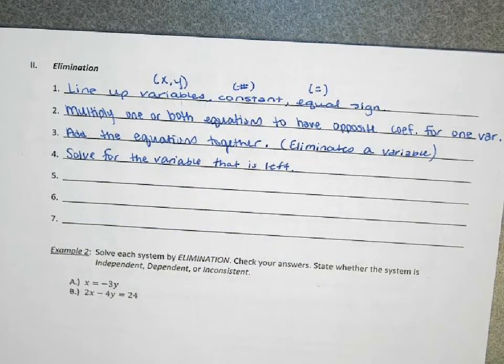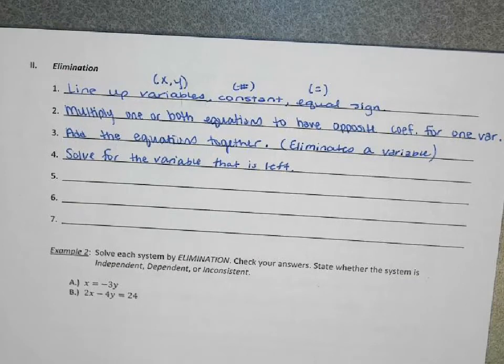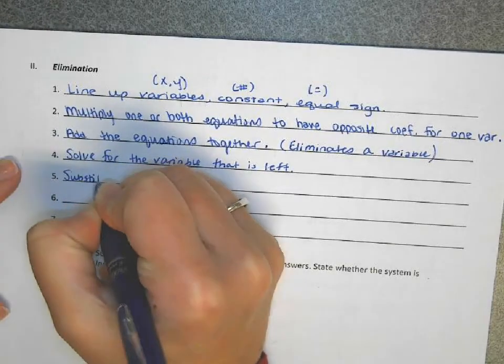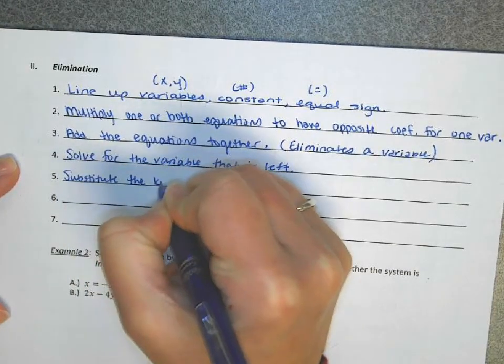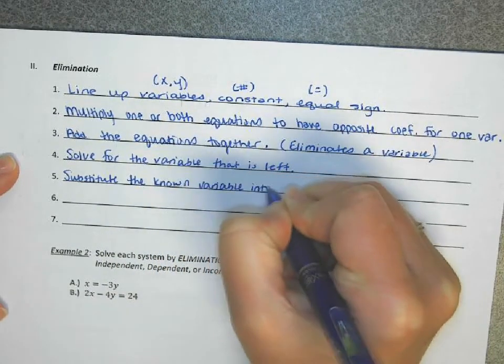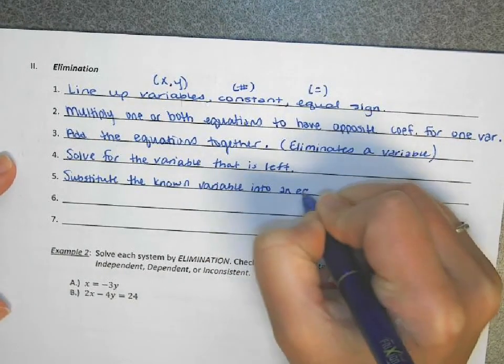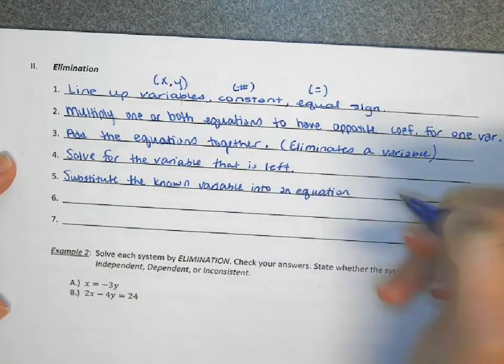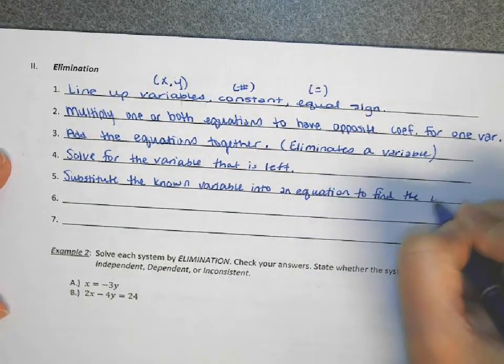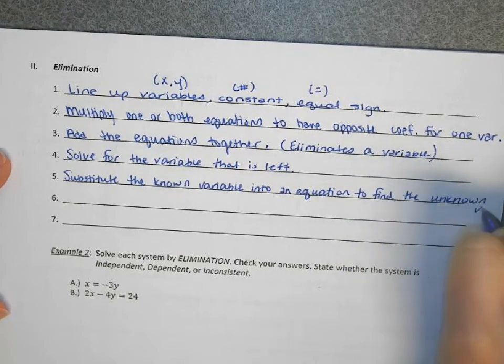Okay, now you'll have one of your variables, and then you use that in the exact same steps that we did with substitution. You're going to plug that into either of the equations to solve for the unknown variable. So substitute the known variable into an equation. It doesn't matter which equation you plug it into to find the unknown variable.